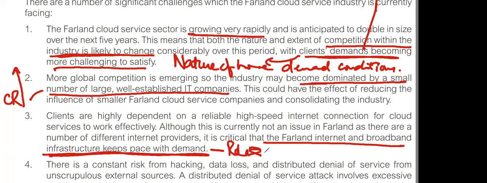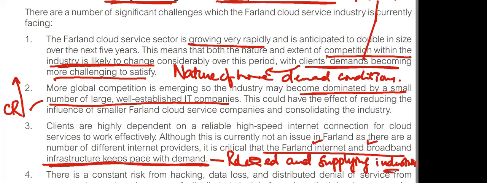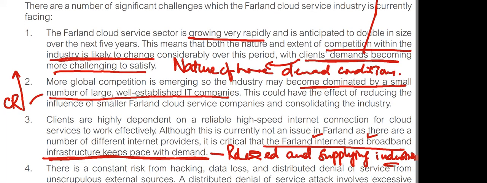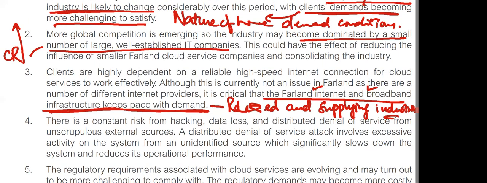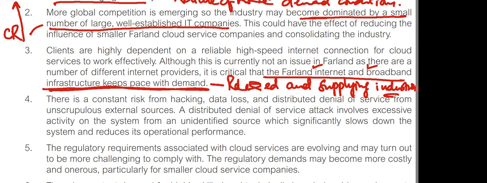Related and supporting industries, guys, there are hints apparently for Porter's Diamond over here, because internet is a related and supporting industry. So we found nature of home demand conditions. We found related and supporting industries. We have also gained some idea regarding the currently that is fine.